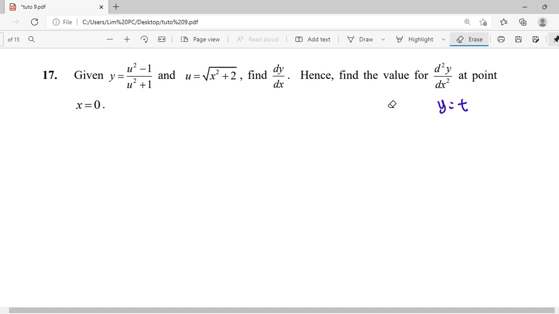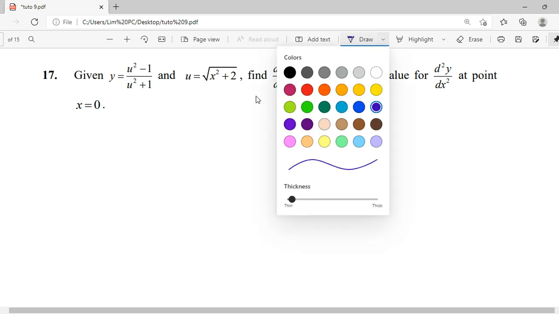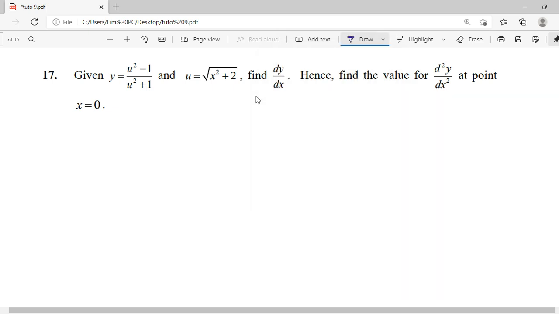So for this question, actually it is not parametric. They can simplify. Once they give us u, you can see our u can be simplified. You can substitute back. Once you substitute back, our y is just in terms of x. So this question just wants to test whether you understand parametric or not, whether you can see the question clearly or not. So we're going to substitute so that we can express y in terms of x. Substitute this u, which is the square root of x squared plus 2.